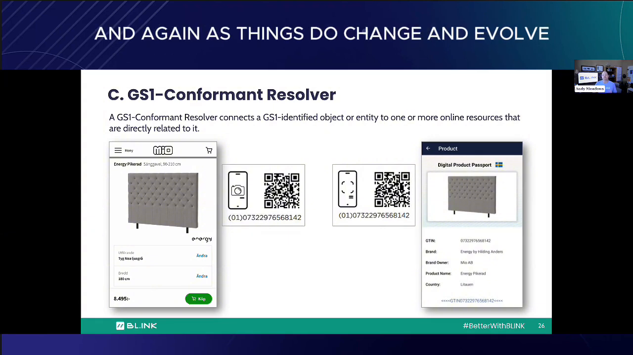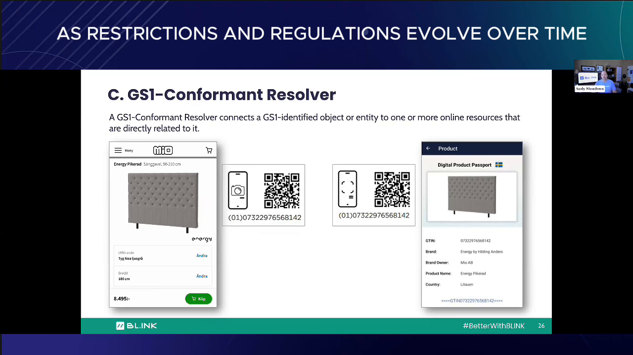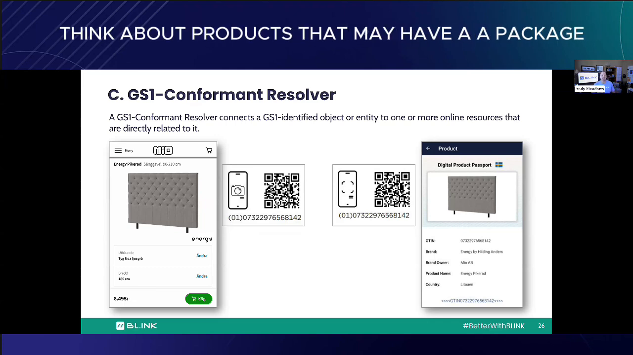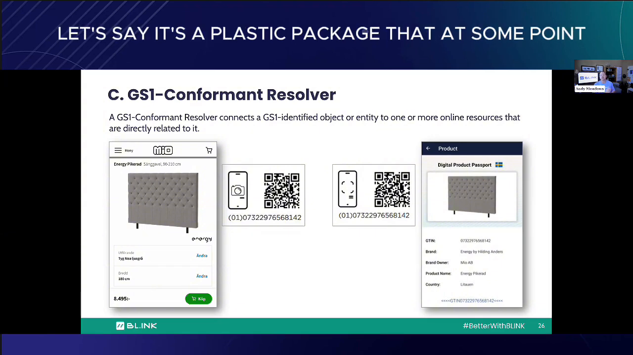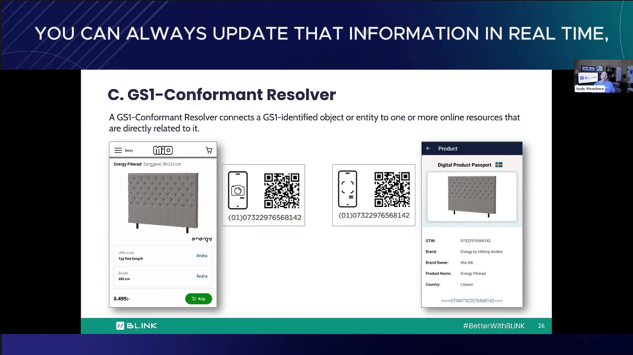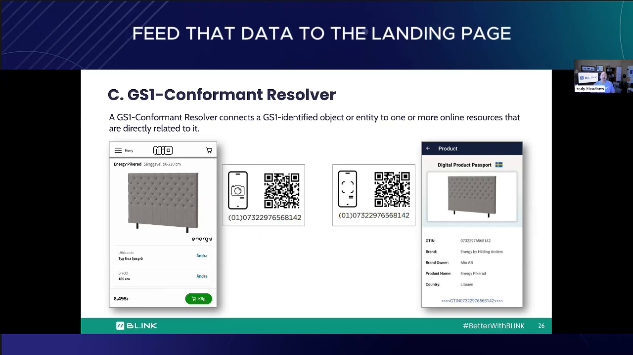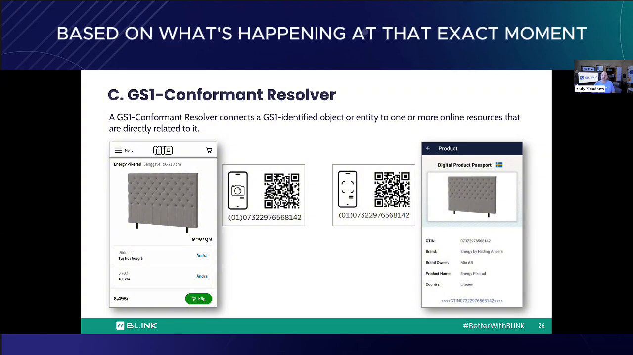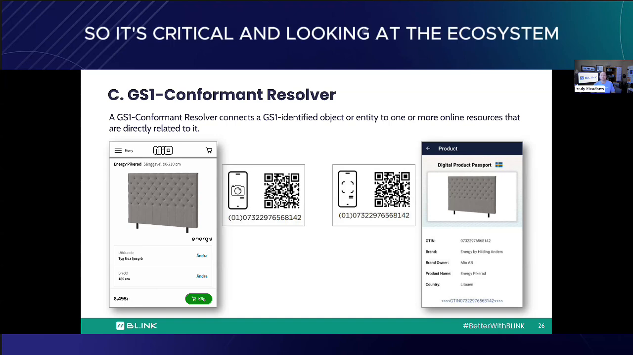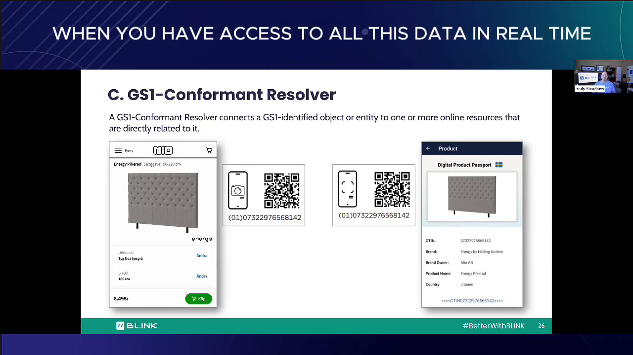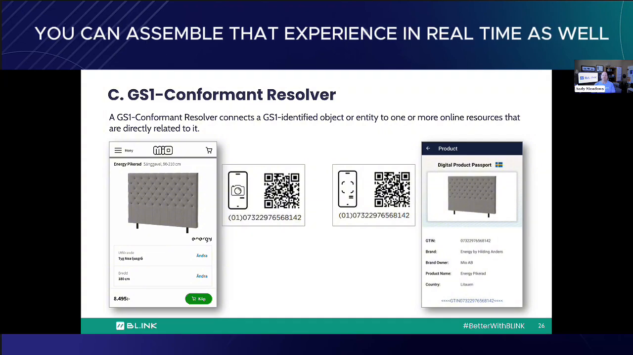And again, as things do change and evolve, as restrictions and regulations evolve over time, you can always go back in and update this. So again, think about products that may have a package, let's say it's a plastic package, that at some point there's new recycling components around that. You can always update that information in real time and feed that data to the landing page so that when it gets scanned, the consumer, again, has the best information right then and there based on what's happening at that exact moment. So it's critical in looking at the ecosystem, how does this evolve? And knowing that when you have access to all this data in real time, you can assemble that experience in real time as well.